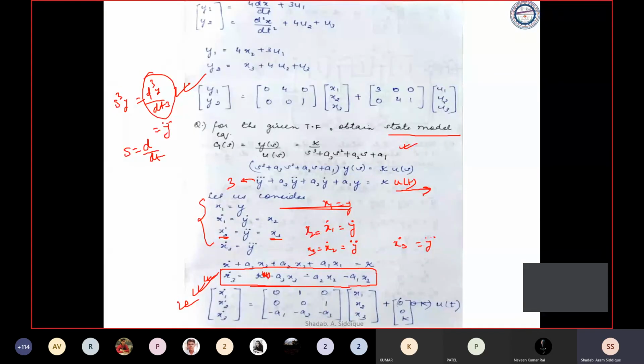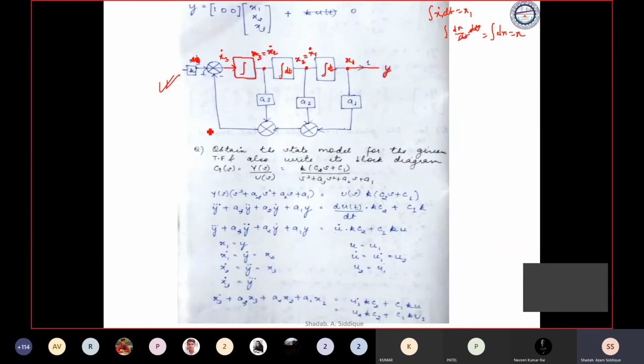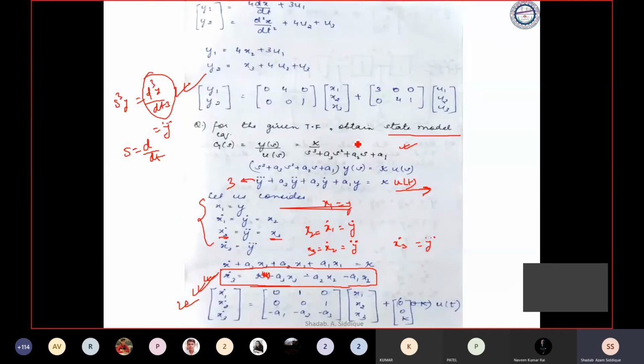So now you can see here we have k u of t and all these which are summing. Summing means with a negative sign, which is coming at the summing point. So we have k u of t minus a3 x3. We have x3 dot is equal to k u of t minus a1 x1 minus a2 x2 minus a3 x3.